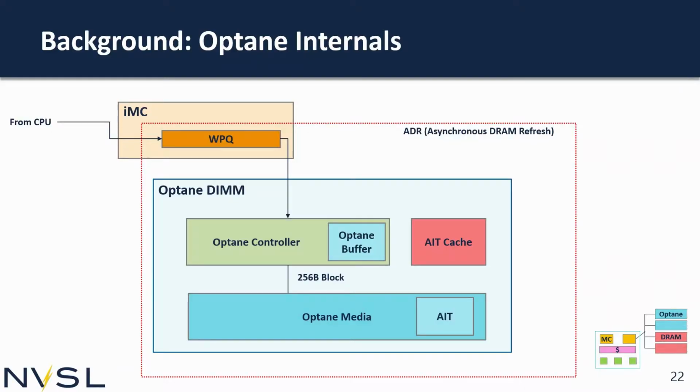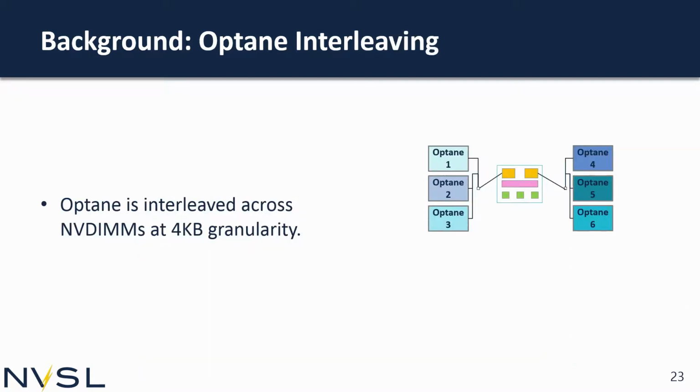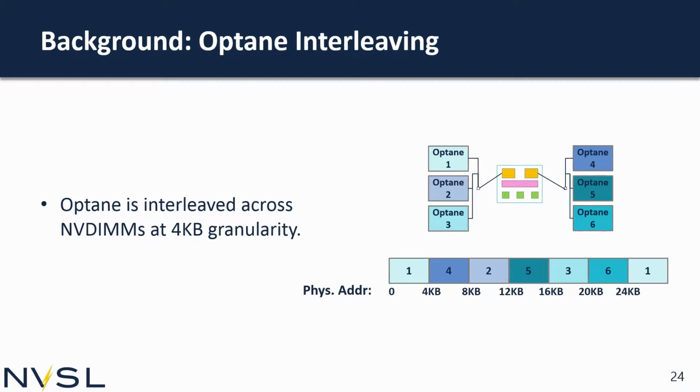Okay, so that was a lot of things inside of a device, but I want to mention one other thing as part of this background that actually has serious performance implications. So Optane is interleaved across the various DIMMs, or can be interleaved, at 4K granularity. So if you have these 6 Optane DIMMs, your physical address space can be laid out in 4K blocks where you go 1, 4, 2, 5, 3, 6, and then back around. So for every 24K stripe, you're going to touch all 6 of these Optane DIMMs.